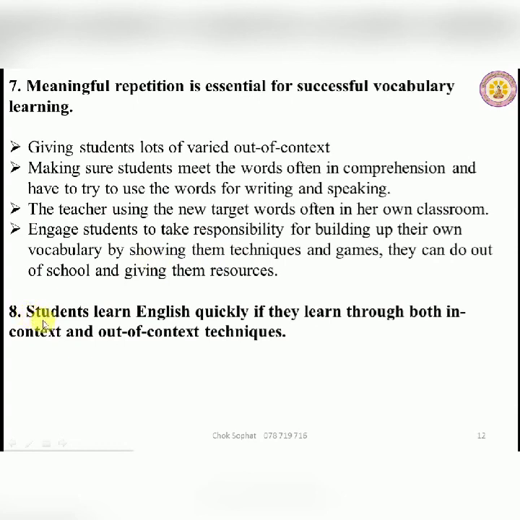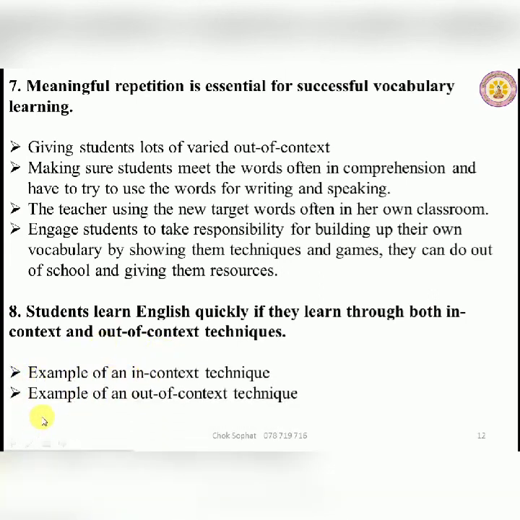Number eight. Students learn English quickly if they learn through both in context and out of context techniques. Last one. So we can teach the vocab through in context or out of context techniques. For example, of an in context technique.